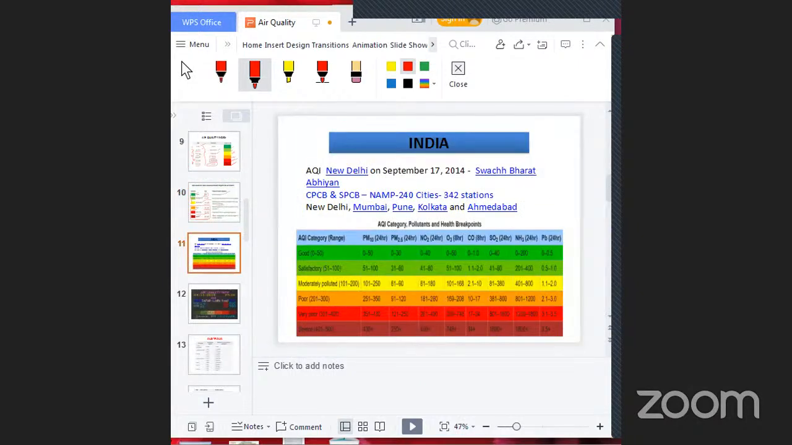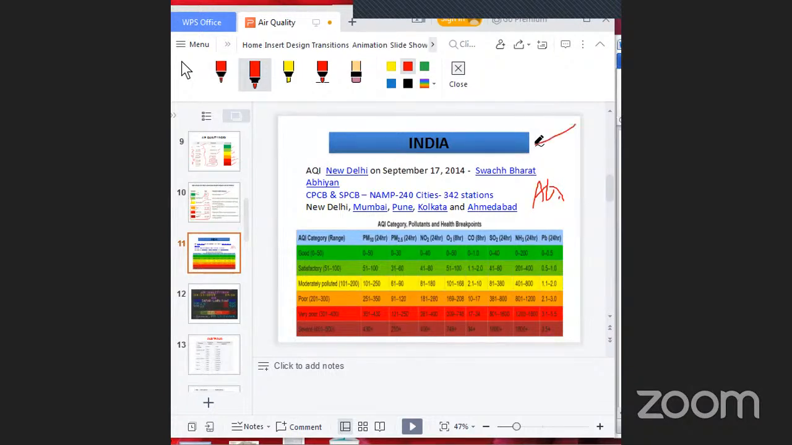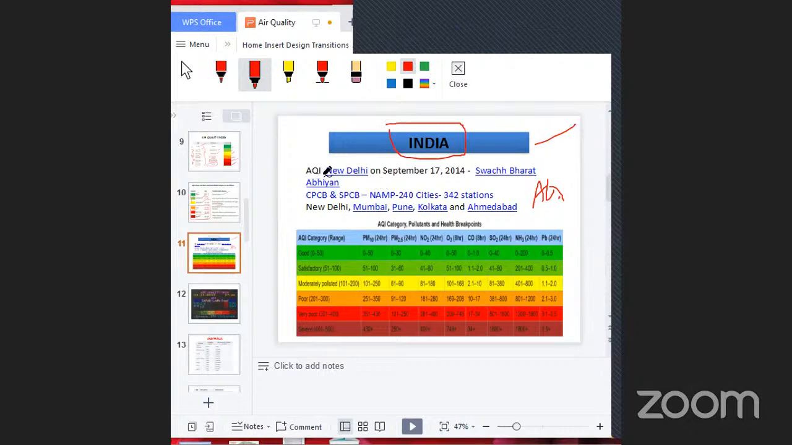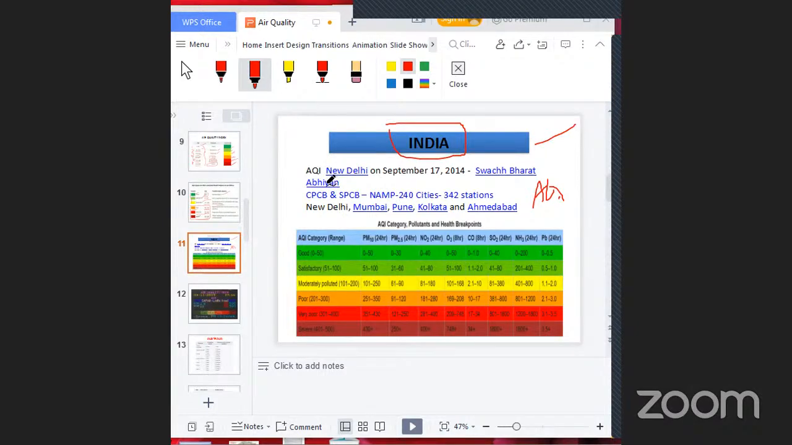Now, indices by location. I already told you that different countries have their own air quality indices, corresponding to different national air quality standards. So you see in India, the National Air Quality Index was launched in New Delhi in September.